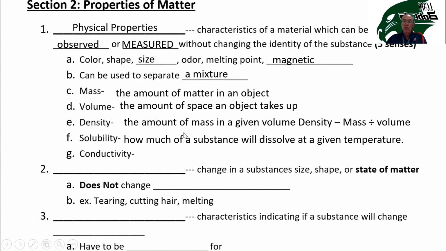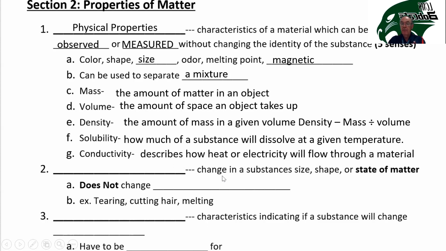Solubility, we've been talking about solutions. Solubility is how much of a substance will dissolve at a given temperature. So you could measure the solubility of salt in water. You could just keep adding the salt to the water until no more dissolved and it started settling to the bottom.